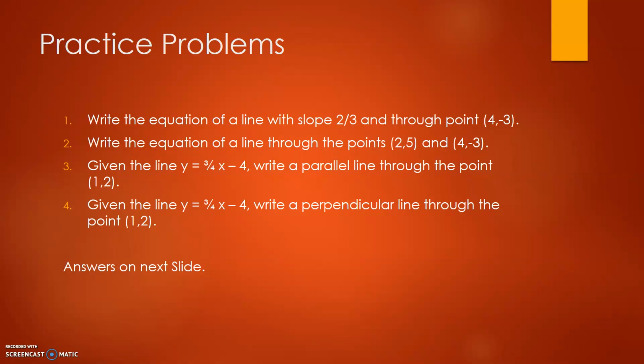All right, here's a couple of practice problems. There's 4 of them. 1, write the equation of a line with a slope of 2/3 and through the point (4, -3). The second one, write the equation of a line through the points (2, 5) and (4, -3). Problem number 3. Given the line y equals 3/4 x minus 4, write a parallel line through the point (1, 2). And 4, given the line y equals 3/4 x minus 4, write a perpendicular line through the point (1, 2). If you're going to do these, pause. The answers are on the next slide. I'm getting ready to go there, so pause, work them out, and then come on over.